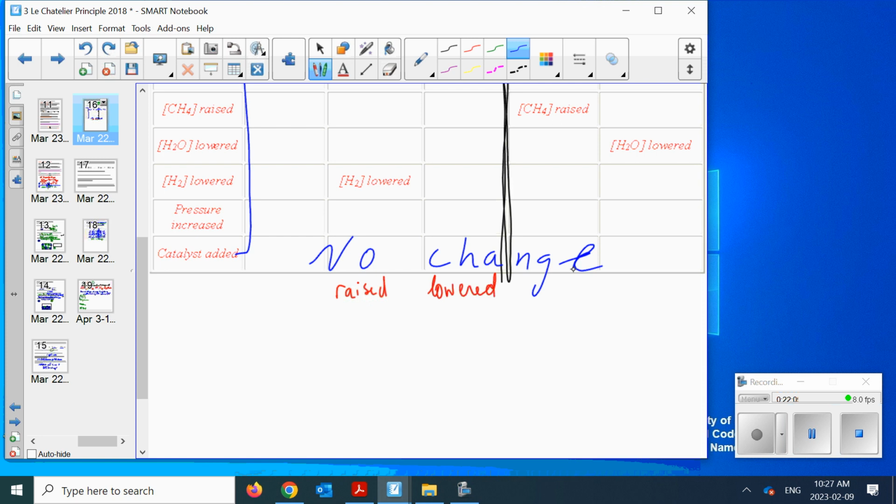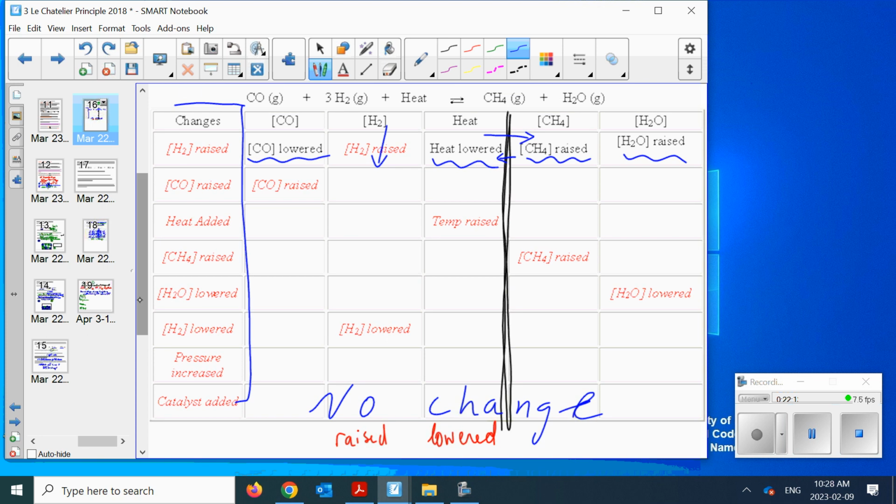Can you guys choose one of these on the chart? I don't care which one. CO raised, temp raised, CH4 raised, H2O lowered, H2 lowered. Which one do we want to do? Choose one. The pressure increased is the last row, or no change. I think you guys know pressure. So choose one of the others.